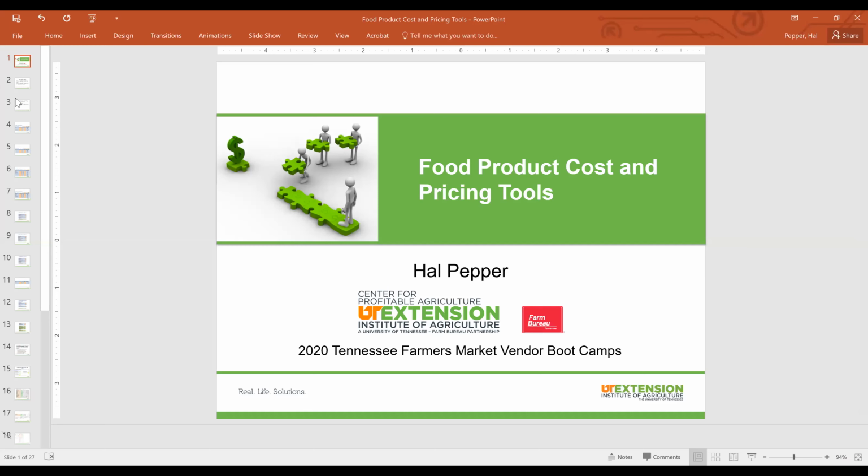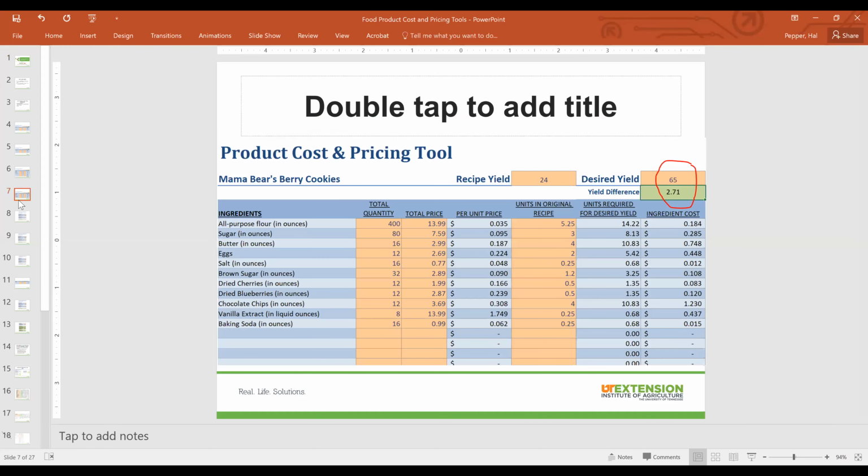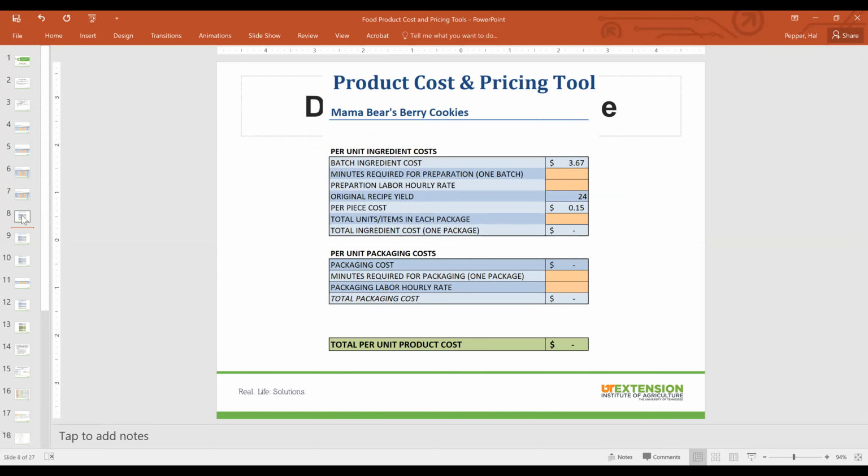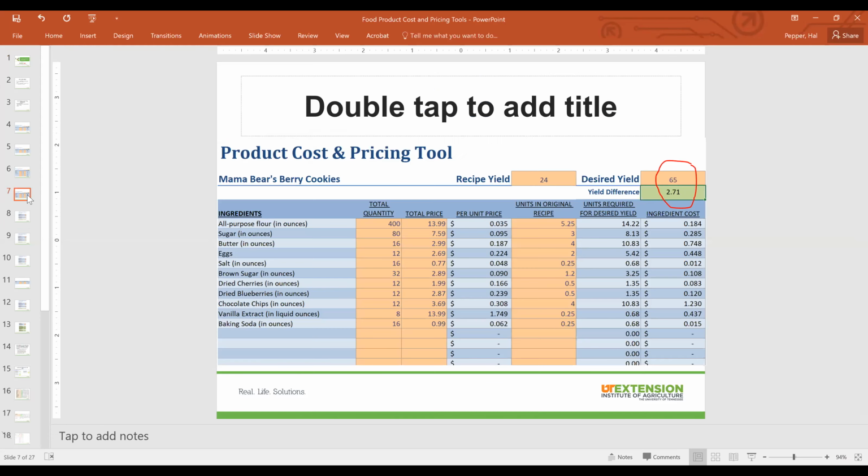Something's going funny with my screen all of a sudden. So let's back up here. All right, let me stop sharing and try sharing again.